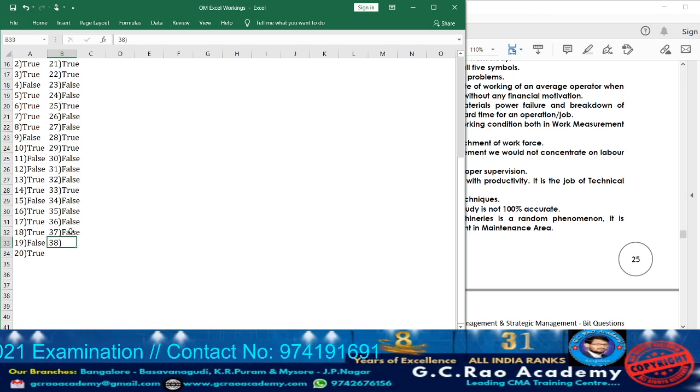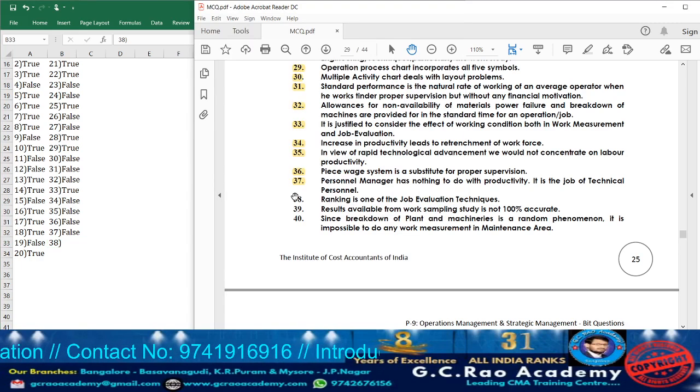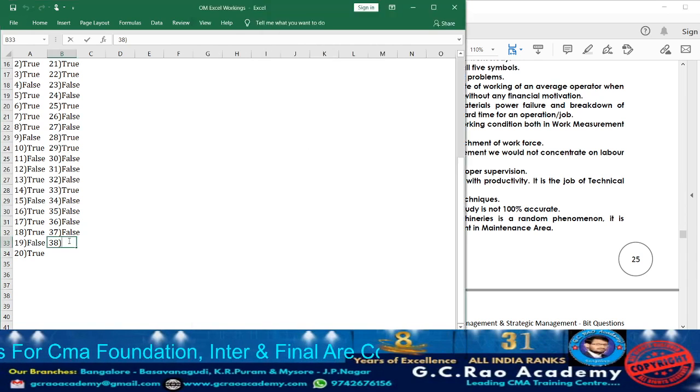Now moving on to statement 38. What are they telling? Ranking is one of the job evaluation techniques. Yes, with the help of ranking, job evaluation will be done. So accordingly, statement 38, whatever they have given, it is true.